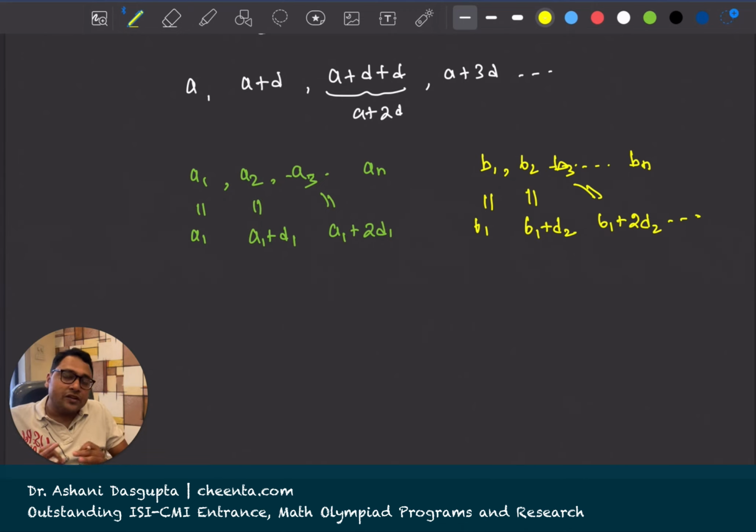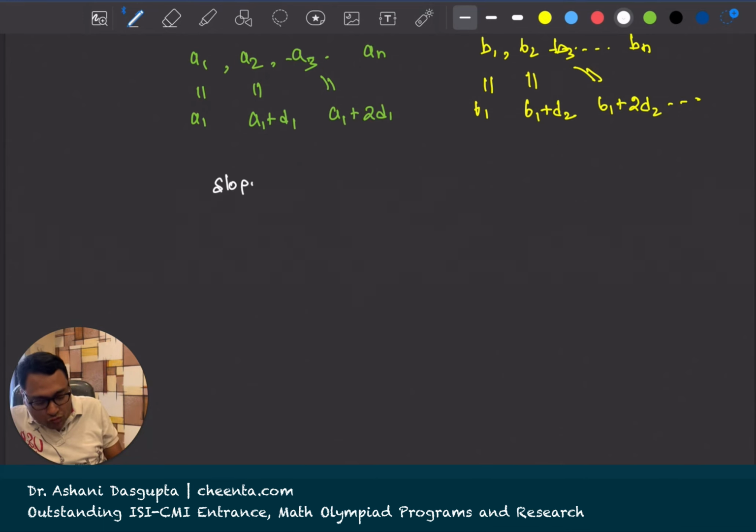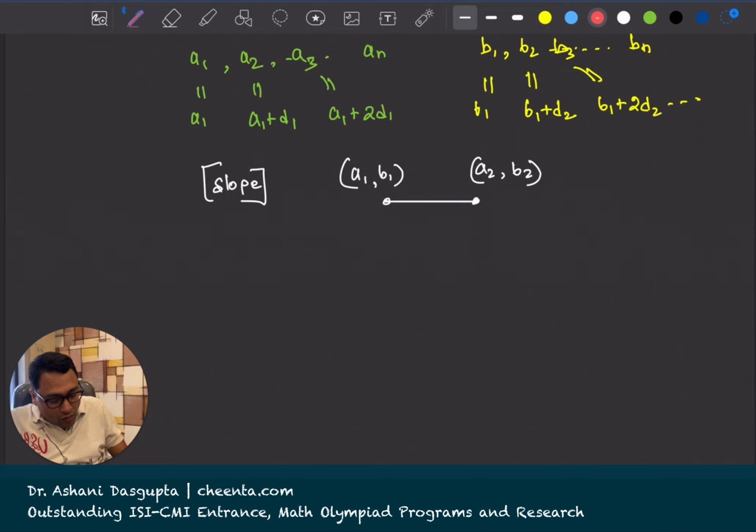Okay, so what we will do is show that these constitute collinear points. For that, you will need another concept, the concept of a slope. How do you show that points are collinear? Well, one way is to show that their slope is the same. So if the slope of the line joining A1, B1 and A2, B2 is the same as the slope of the line joining A2, B2 and A3, B3, then you will be done.